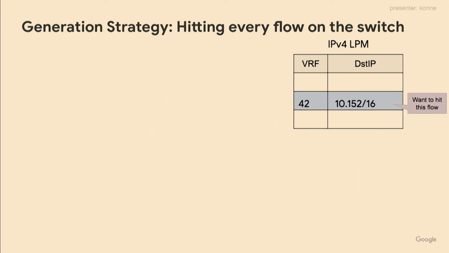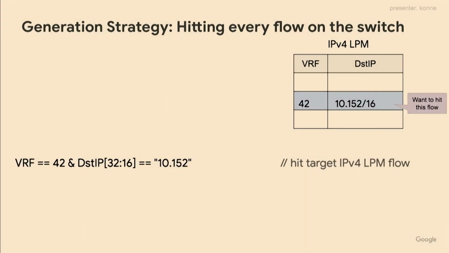So in this example on the slide, I have a very standard IPv4 longest prefix matching table. And there's some flow installed in that table, and we want to hit this flow. So we want to generate a packet that will be matched by this table entry. And so to do that, obviously, you need to make sure that at least the first 16 bits of the IP match this 10.152. And so we can express that as a formula by saying the destination IP needs to have this particular format. And we also need to have the VRF be precise, and I'll get back to that in a second.